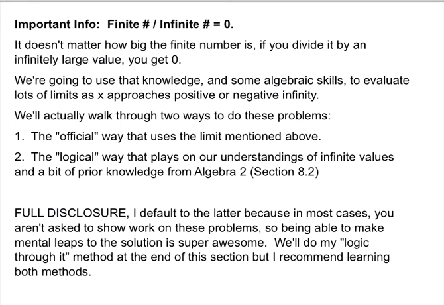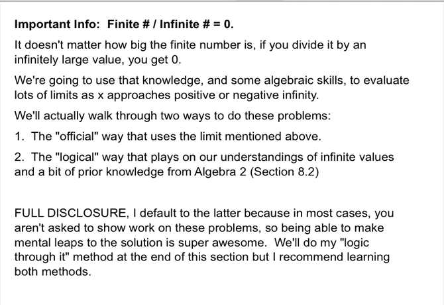Some important information. If you divide a finite number by something infinitely large, you get 0. It doesn't matter how big the finite number is. If you divide by an infinitely large value, you get 0. It's sort of like, it doesn't matter if you have 50 pizzas. If you divide it by a million people, nobody's going to get any pizza, right? If you have a number in the denominator that is significantly larger than the numerator, then you end up with nothing.